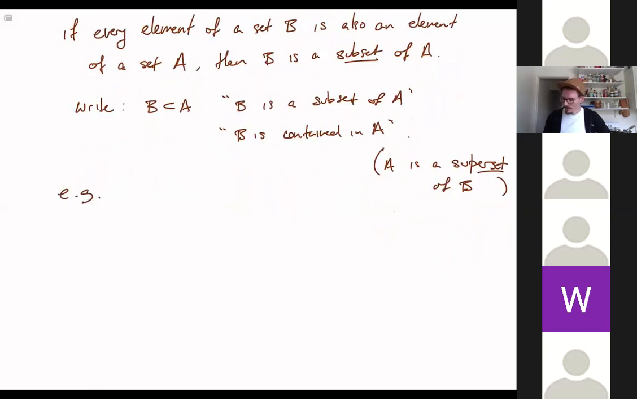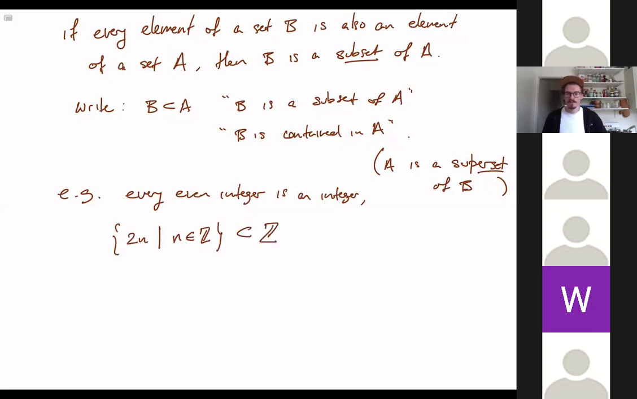So what are some examples? Every even integer is an integer. Which is, try to avoid saying things are obvious, but I hope this is obvious. And we can write that as our set of even integers is a subset of the set of all integers. That's what this is saying.